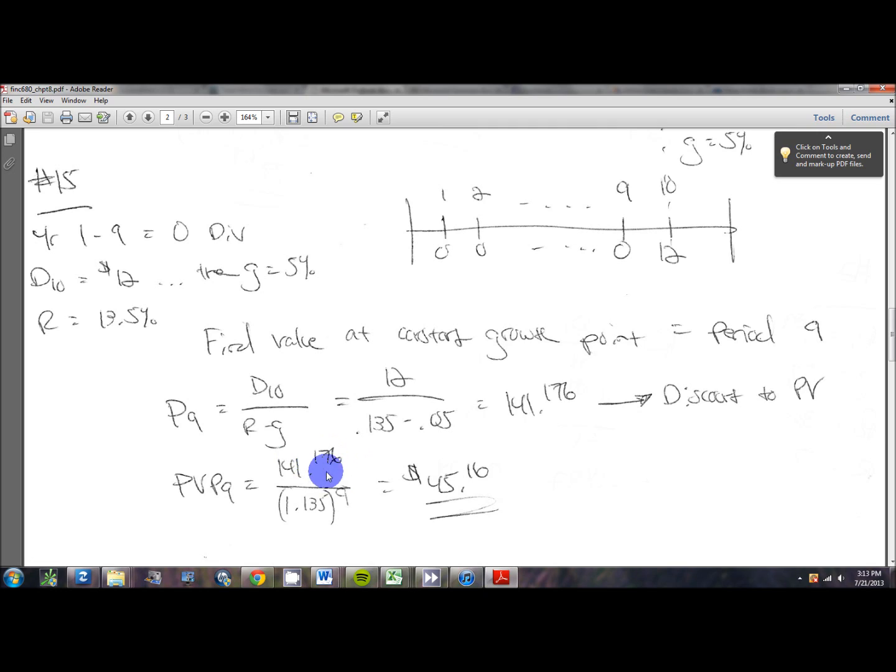So it becomes the future value divided by 1 plus i raised to the n. Technically this is 1 plus r, because when we're dealing with required returns, we usually write this as r. So that's going to be 1.135 raised to the 9th power. And so you get a stock price today of $45.16. This is how you solve number 15 in Chapter 8.